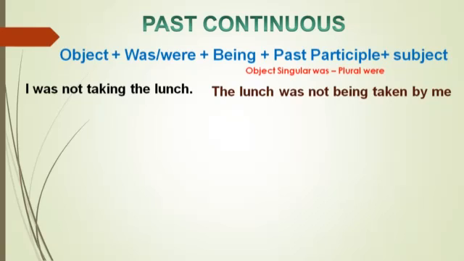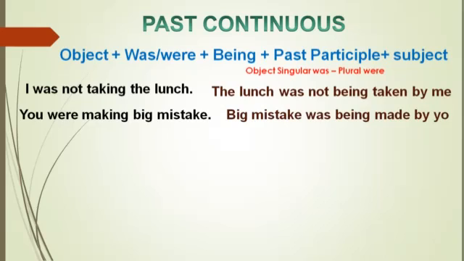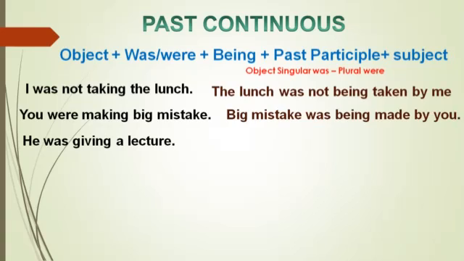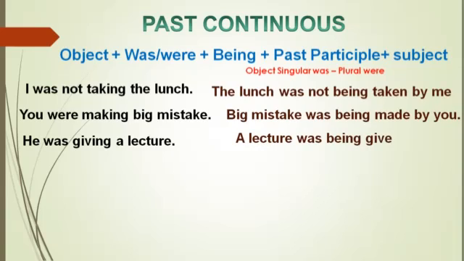Here we are using being in place of ing, after the helping verb. You were making a big mistake. Big mistake is the subject for the passive voice. Mistake is singular, so you have to use was, then for ing we use being, make changes to made, then by you. A big mistake was being made by you. He was giving a lecture. A lecture is singular, so we have to use was, then for ing we use being, give becomes given, then he becomes by him. A lecture was being given by him.